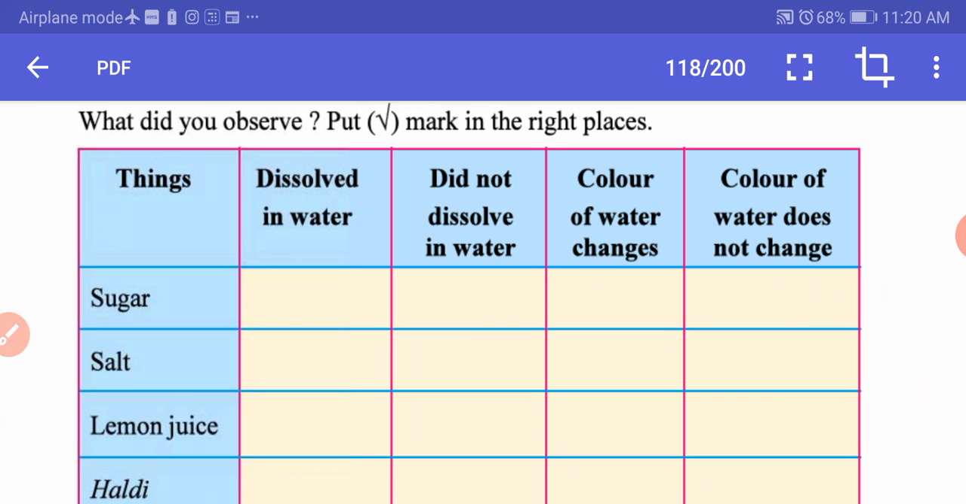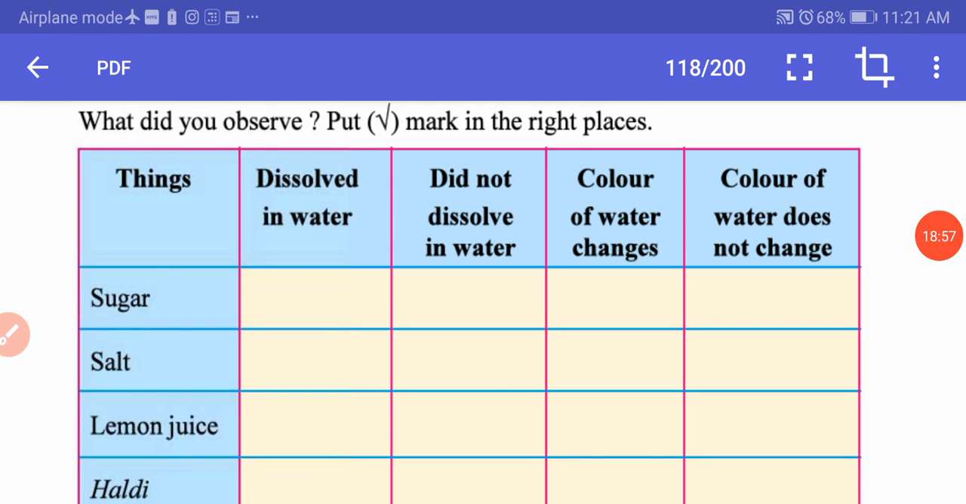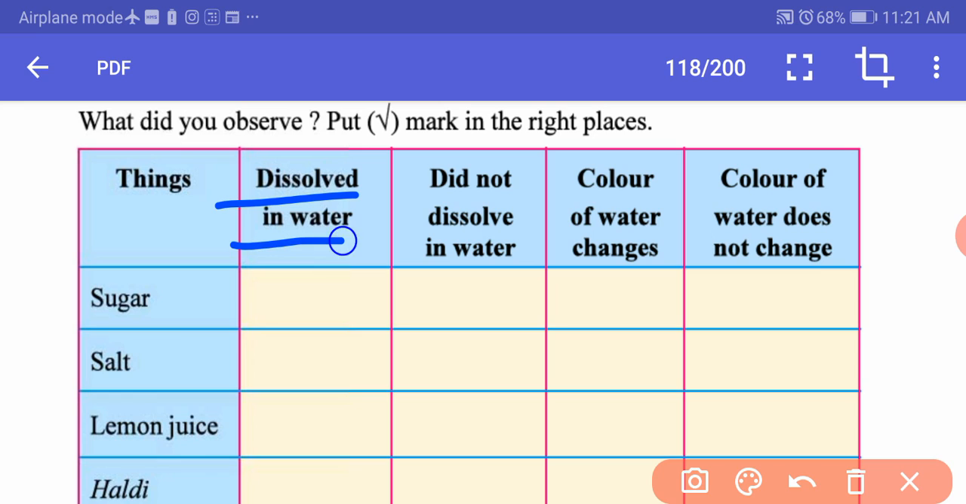Now you have to mark the observation that you have done. So this activity has to be done by yourself. You have to put all these ingredients in each of the glass or bottle and you have to check. Now for example, here the first thing is dissolved in water. Dissolved means it is getting completely mixed in the water. So yes, sugar gets mixed, salt gets mixed, lemon juice gets mixed and haldi also gets mixed.